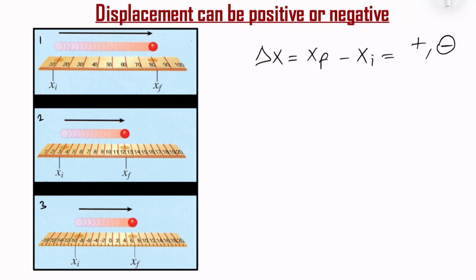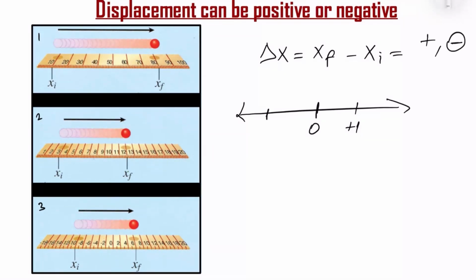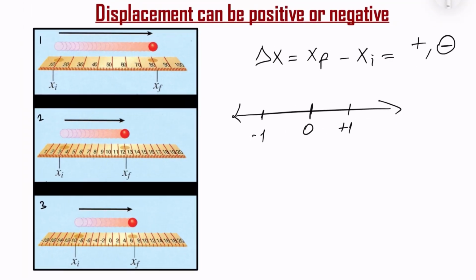What does it mean? If you consider the number line, at the center we have 0, at the right side we have positive numbers, and at the left side we have negative numbers. If the result is positive, that means the movement of the object is in the positive direction. If you find the result negative, it gives us information that the movement of the object is in the negative direction.